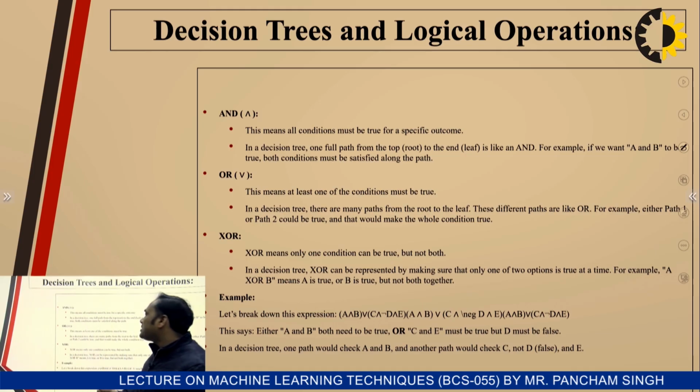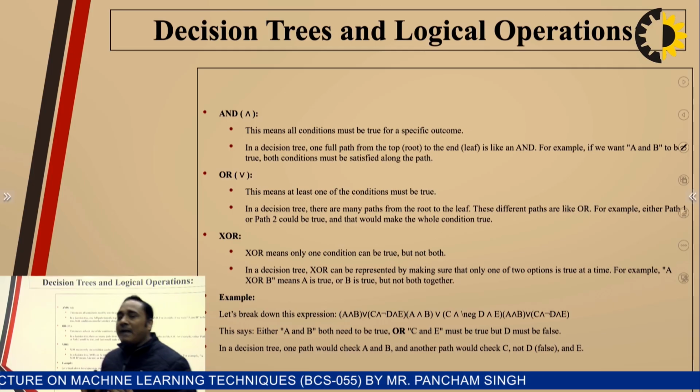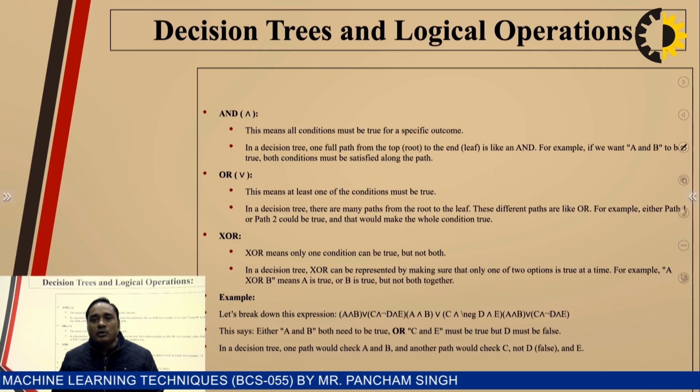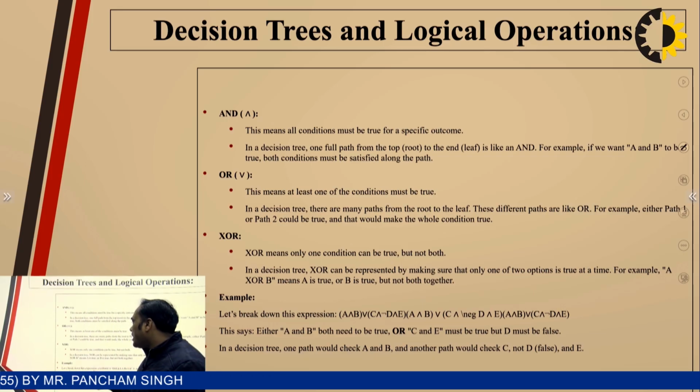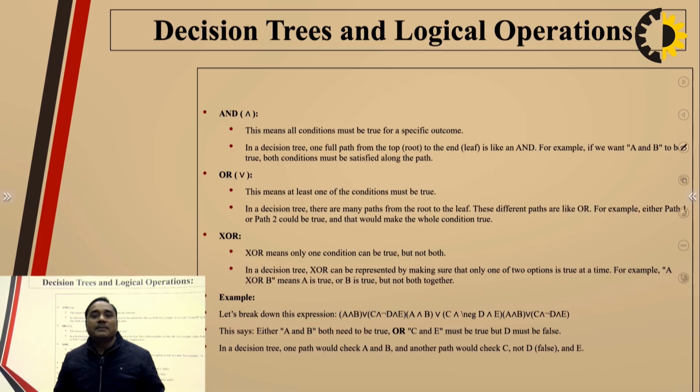Now, what will OR do? It means that at least one of the conditions must be true. If you have three choices, and two choices are wrong and one choice is right, then by using the OR operator we can choose the right choice. What about the XOR? XOR means only one condition can be true, but not both. It is not mandatory that both conditions are true. If any one condition is true, then you get the true value by using the XOR.